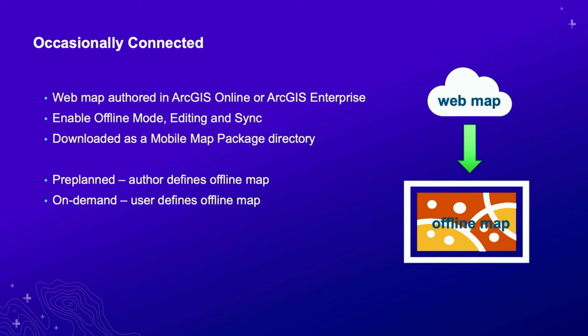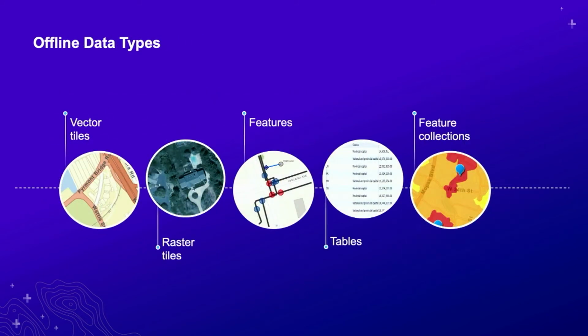With the on-demand use case, the server does all the work when the user in the field requests the map package. So you can imagine if you have 100 workers or 1,000 workers, say, going offline at 9 o'clock in the morning, your server is going to be very busy at 9 o'clock in the morning. Whereas in a pre-planned, the packages could all be created overnight and they're just sitting there waiting to be downloaded from the server. It scales extremely well. So the data types that you can take offline: vector tiles, raster tiles, features, tables, and feature collections.